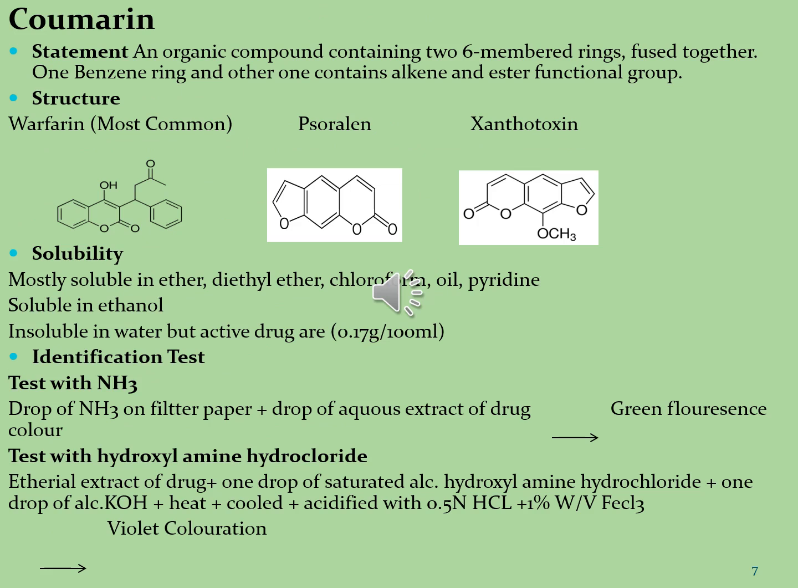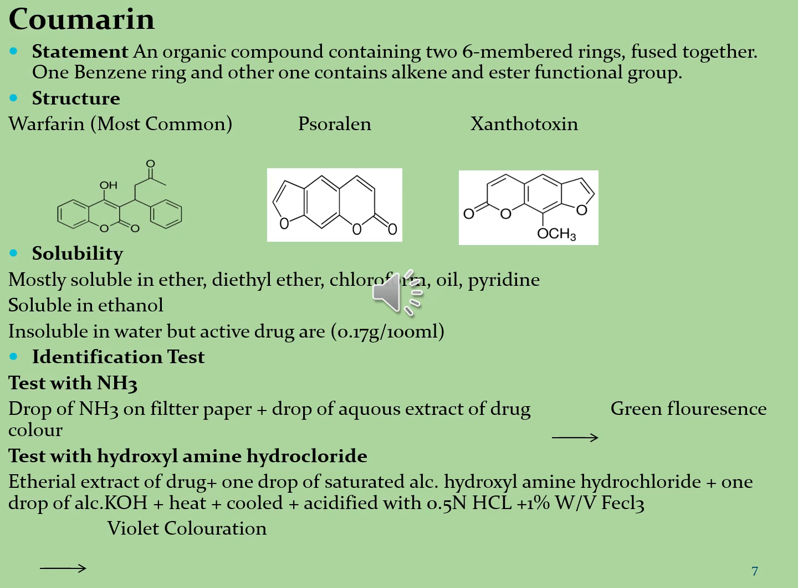Let's see what coumarins are. Coumarins are organic compounds containing two six-membered rings which are fused with each other. One is a benzene ring and the other one contains alkene and ester functional groups. You can see over here 3 examples of coumarin molecules, and these are the phytoconstituents which fall in the category of coumarins. The first molecule is warfarin, the second molecule is psoralen, and the third one is xanthotoxin.